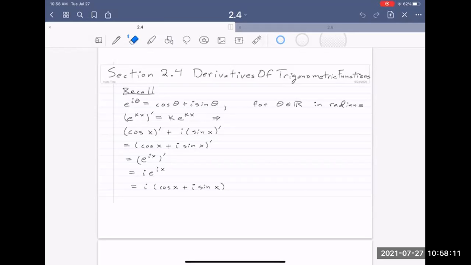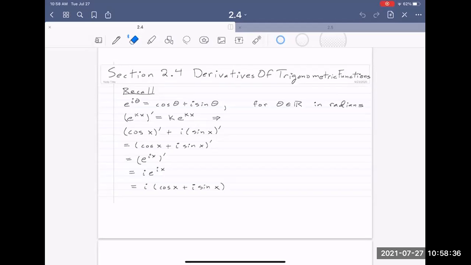2.4 is on the derivative of trigonometric functions. So even though we are not supposed to, this is calculus without early transcendentals, meaning that calculus 1 is not supposed to involve any transcendental functions.